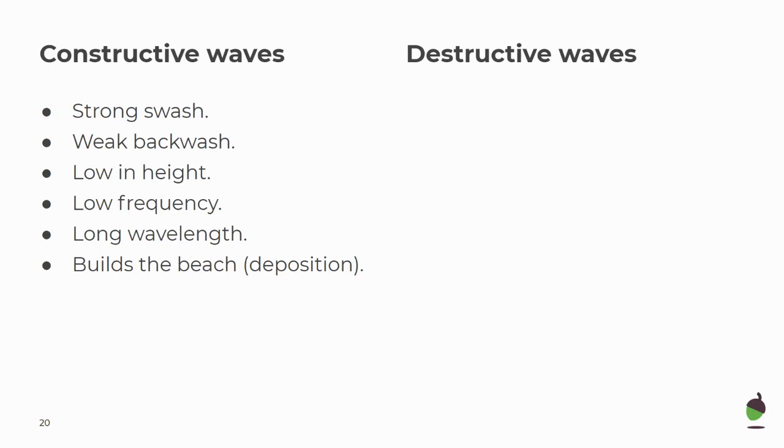Let's summarise it all, because we've learned a lot of characteristics. I've got on the screen the constructive wave characteristics. I would like you now, while I pause, just to go down the destructive waves and say out loud the opposite. The more we think hard about this, the better the chance it has of being ingrained in our long-term memory. So I'll do the first one for you. Constructive waves have a strong swash, whereas destructive waves have a weak swash. Off you go. 5 seconds for you to do the rest.